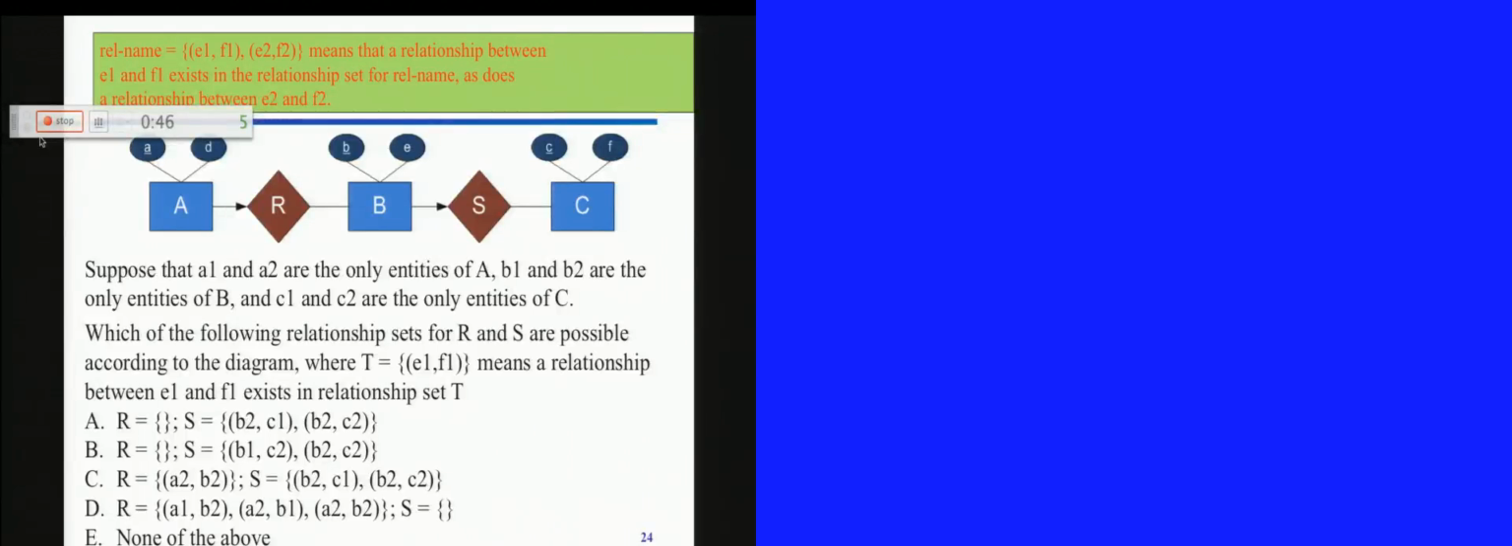So where do E and F come in? The A1 and A2 are only A's, so there's only A's and only Q's. So you just say there's an E1. Oh, so that's just an example. If you have a T with E1 and F1, that means there's a relationship between E1 and F1. There's no actual E1 and F1. It's just an explanation of what that notation is.